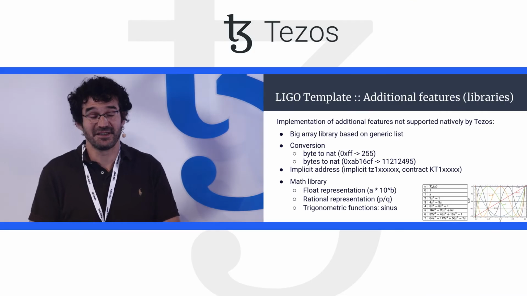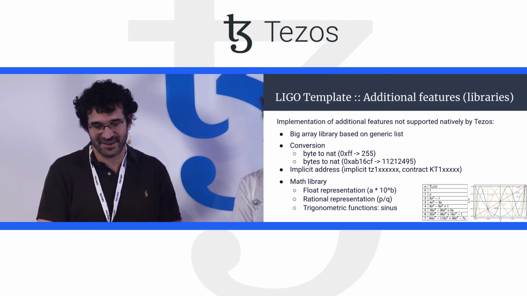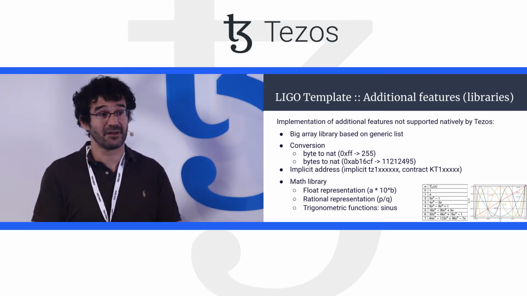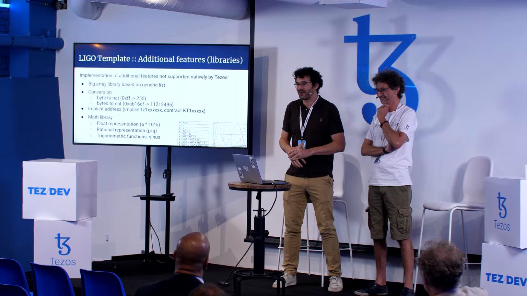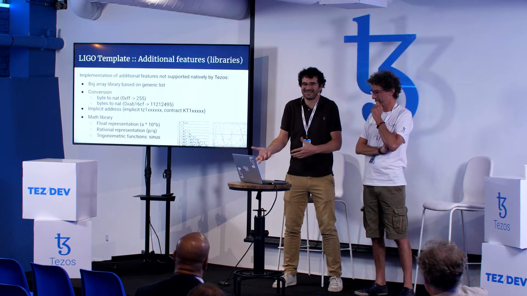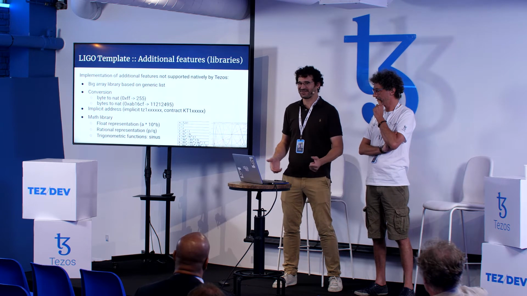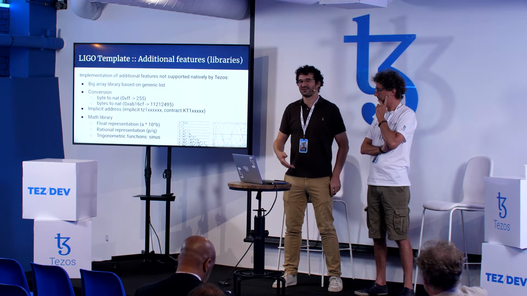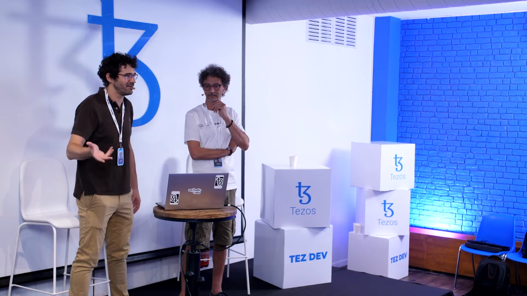And as an example of this kind of usage of float, we did trigonometric functions. Sometimes you need sinus and cosinus functions. So we showed with this kind of library that you can implement cosinus and sinus functions based on a float representation, and all this is not natively supported by LIGO, but we can make a library that helps.